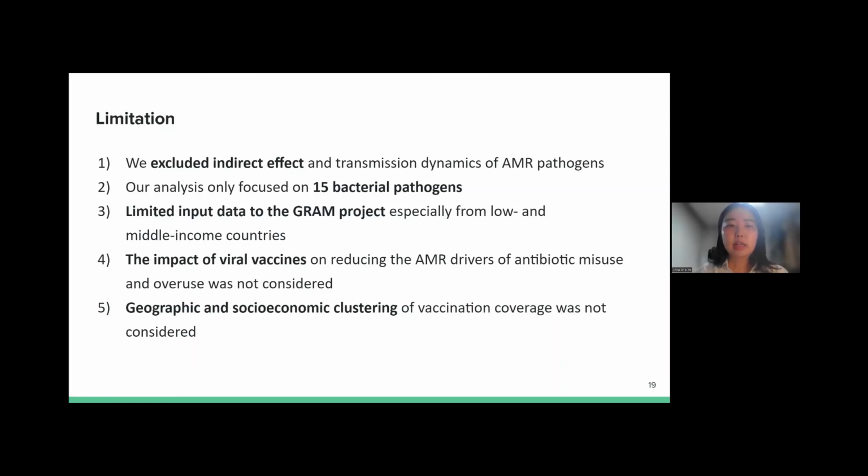And next, we did not consider the impact of viral vaccines on reducing antibiotic misuse and overuse, which is also one of the key drivers of AMR. And lastly, we used a single coverage for each vaccine and applied it to the entire target population. So therefore, geographic and socioeconomic clustering of vaccination coverage was not taken into account in our study. And I believe that these are remaining gaps in our evidence that could be addressed in future studies.